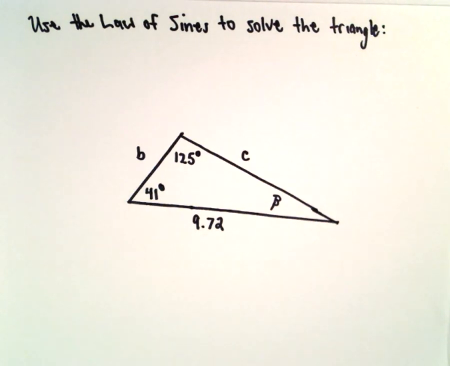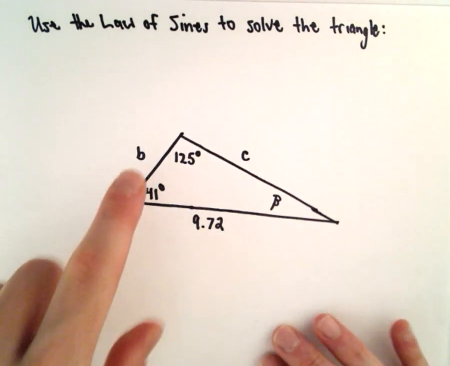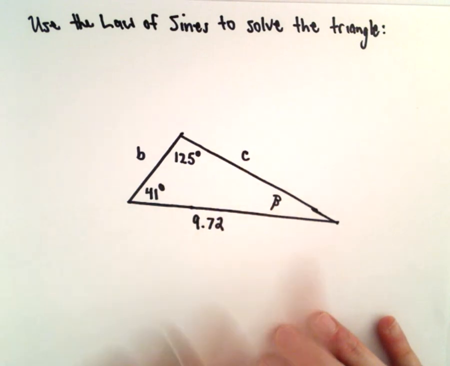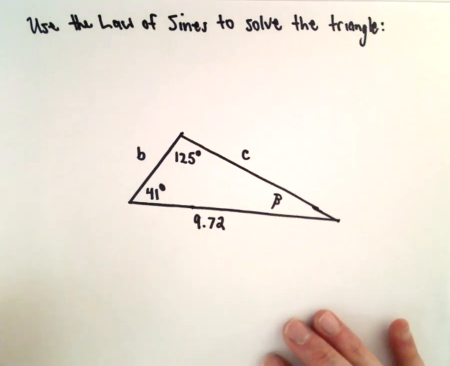Okay, in this example, we're going to use the law of sines to solve the triangle that we have here. And we'll use the law of sines to find the side lengths little b and little c. We can find the angle beta just by doing a bit of arithmetic.